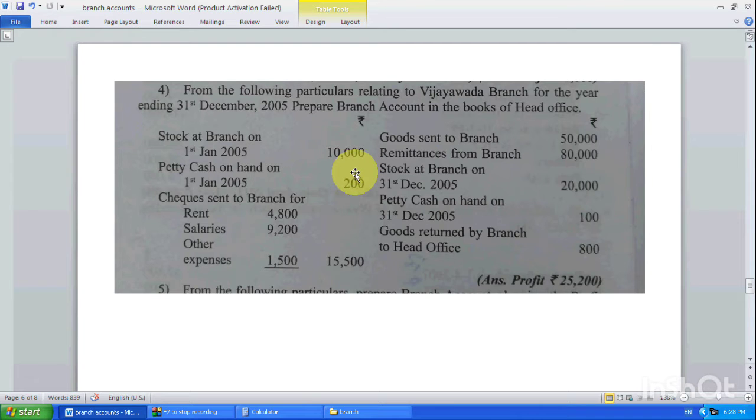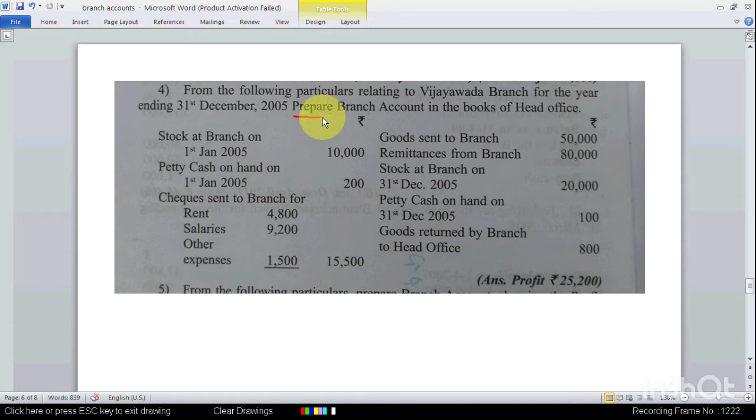See, stock at the branch on 1st January is 10,000, and petty cash is 200. Cheque sent to branch to meet the expenses is 15,500. The following are the particulars: goods sent to branch 50,000, remittance from branch 80,000, closing stock at branch on 31st is 20,000, and petty cash on hand is also given. Goods returned by branch to head office is 800. So it's a very easy question. We just have to prepare the branch account only.